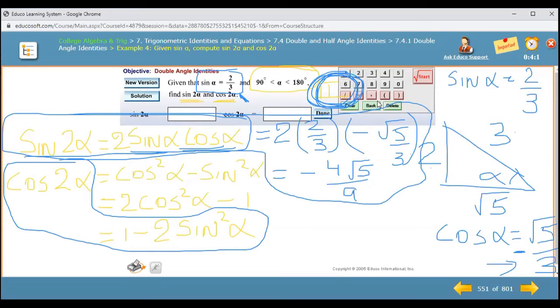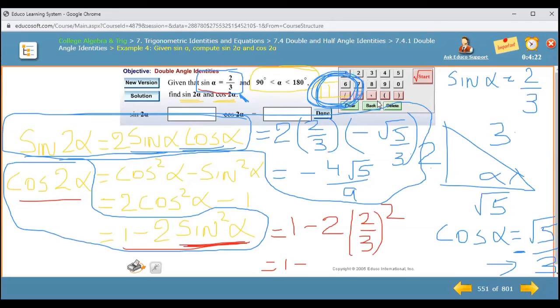Now, if I need cosine 2 alpha, this is the formula I'll be using: cosine 2 alpha equals 1 minus 2 sine squared alpha. Sine alpha is 2 over 3, I'll square it. 1 minus 2 times 2 squared, which is 4 over 9, so 1 minus 8 over 9. With a common denominator, this becomes 9 minus 8, so 1 over 9 is the answer.